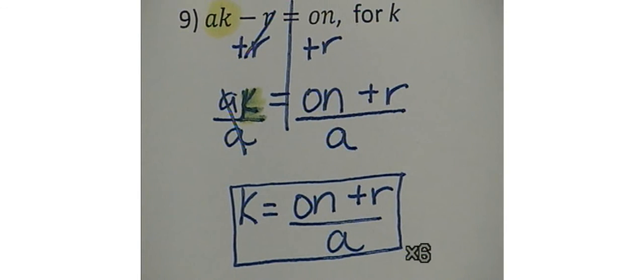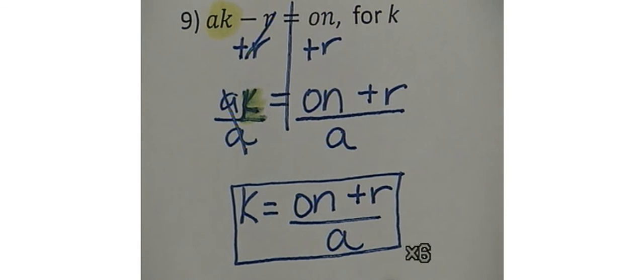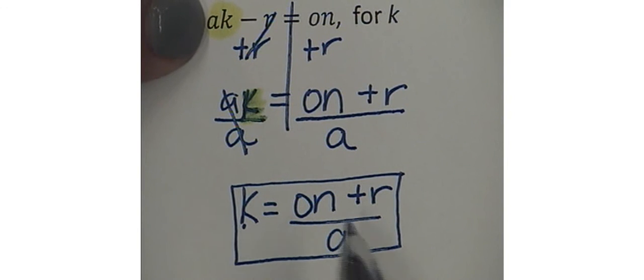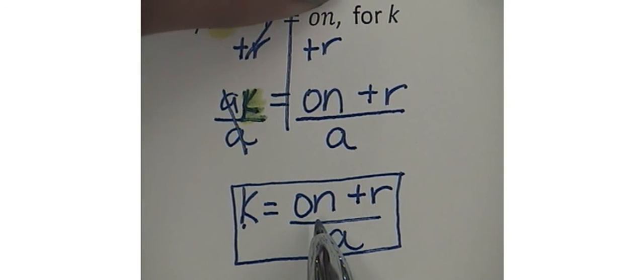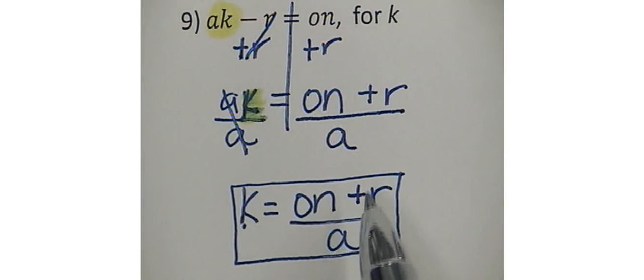Again, notice I have a K, and I started with a K. I have an ON, which I started with an ON. I have an R, and I have an A. I didn't lose any variables. I didn't drop any variables. So be careful when you're solving these.